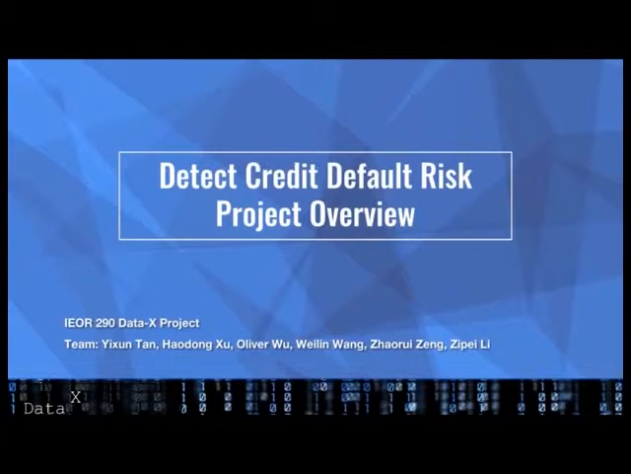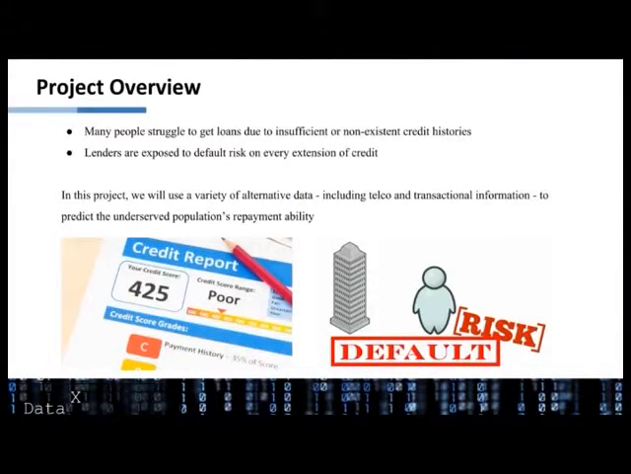Credit or default risk is the probability that companies or individuals will be unable to make the required payments on their debt obligations. Lenders are exposed to default risk on every extension of credit. Many people struggle to get loans due to insufficient or non-existent credit histories. And unfortunately, this population is often taken advantage of by untrustworthy lenders. In this project, we will use a variety of alternative data, including telecom and transactional information, to predict the underserved population's repayment ability.